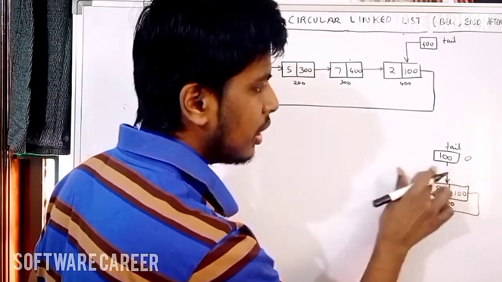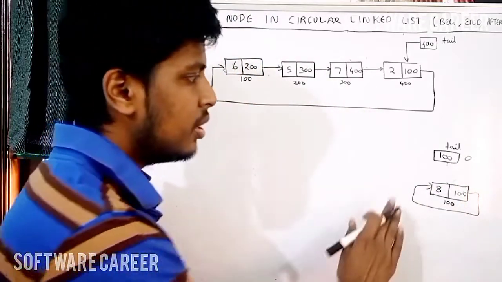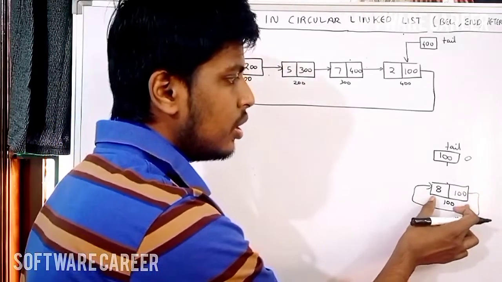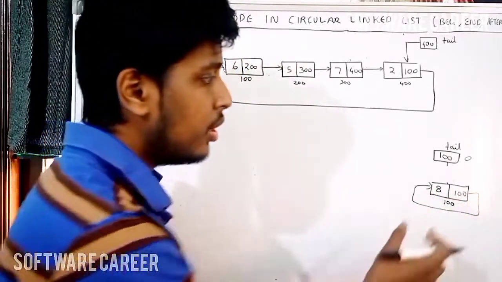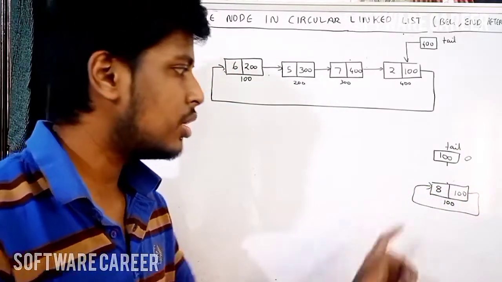So this link will get cancelled. So this node is not part of the linked list. That means this linked list is empty now. But see, data is stored in this memory. 8 is stored in the memory. So now this is a garbage value.